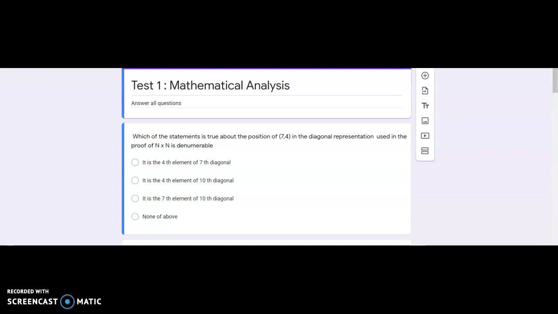Which of the statements is true about the position of 7 4 in the diagonal representation used in the proof that N by N is denumerable? Positions are listed as follows. First one, it is the fourth element of the 7th diagonal. It is the fourth element of the 10th diagonal. It is the 7th element of the 10th diagonal. None of the above. You write your answer. I think this time is enough for writing the answer. Then we can move to the next question.